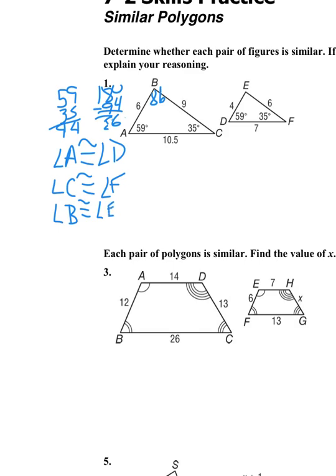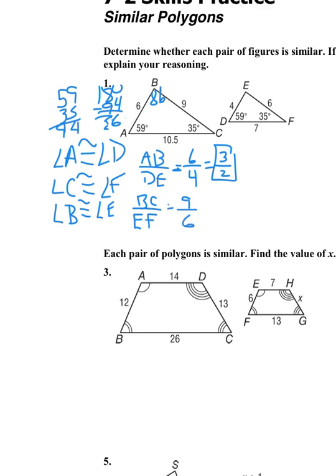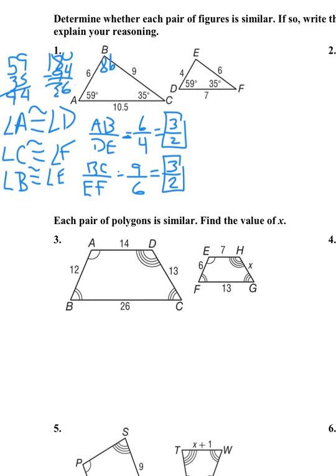And then you have to take the sides. AB, for instance, matches DE, and that's 6 over 4. What does that reduce to? 3/2. You have BC over EF. That's 9 over 6. What does that reduce to? 3/2. I'll scoot that over a bit.